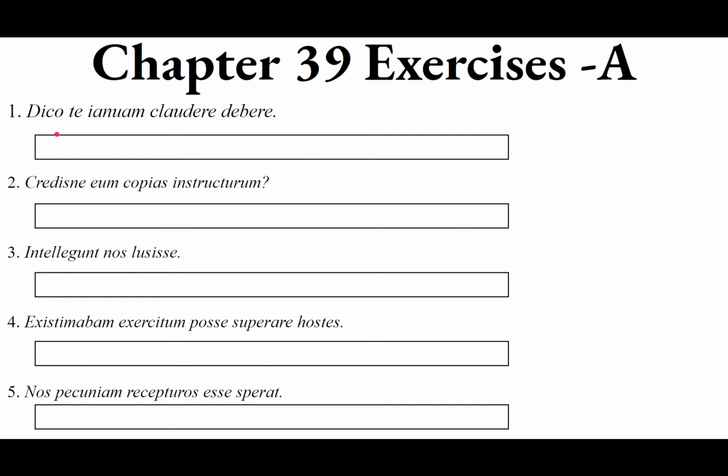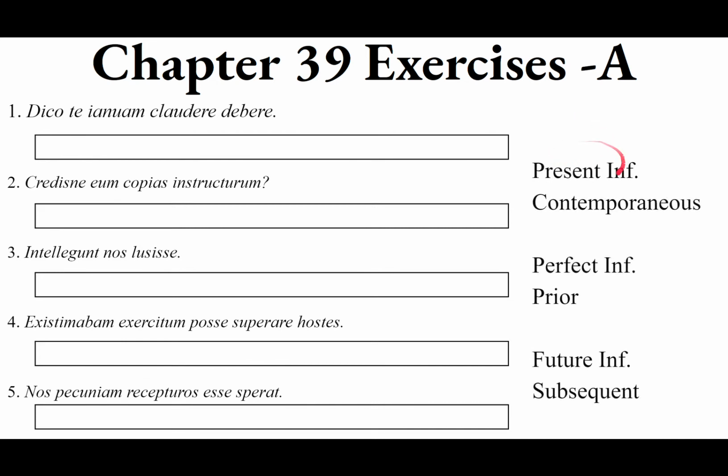Now, it seems like the trickiest part is figuring out the tense of the infinitive. So the present infinitive will be used to show an action which is contemporaneous. That means it is happening at the same time, tempus temporis neuter, as the main verb, the head verb, which introduced the indirect statement. The perfect infinitive is used to show an action which happened prior to the main verb, or the head verb. And then the future infinitive is used to show an action which is subsequent, or happening after the main verb or head verb, which introduces the indirect statement.